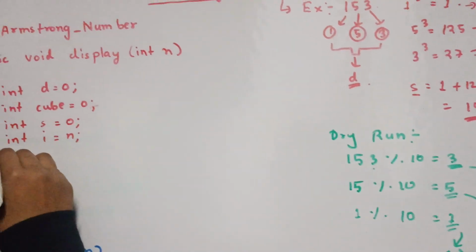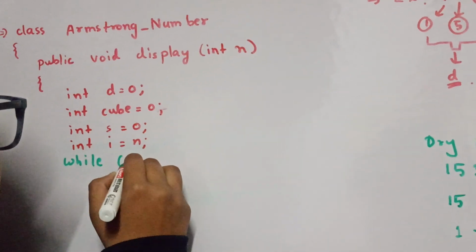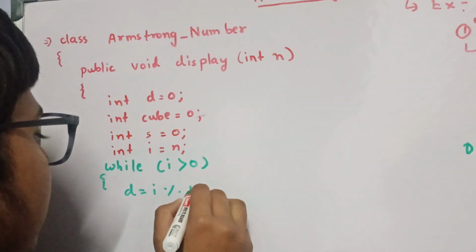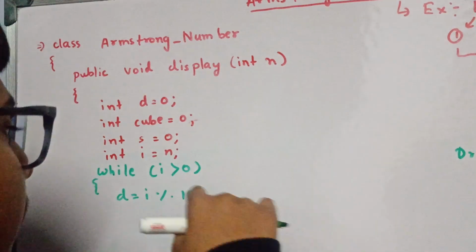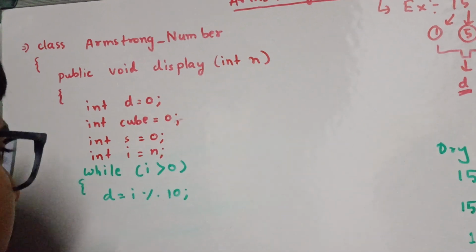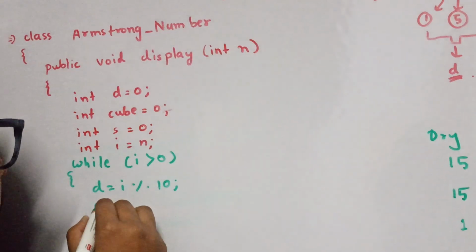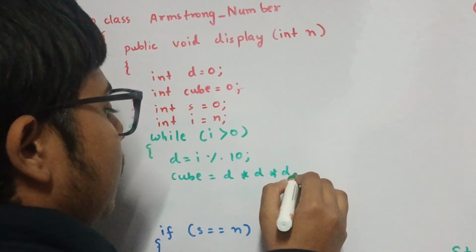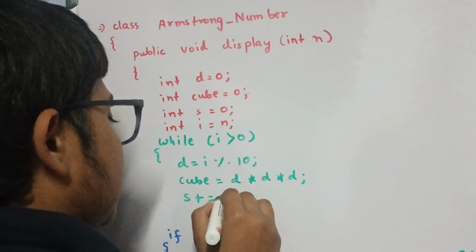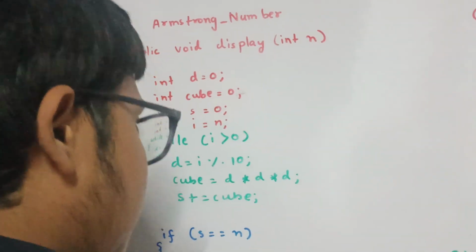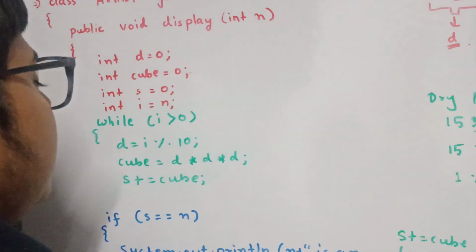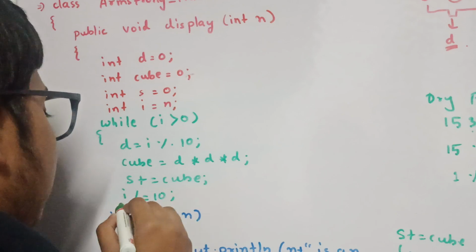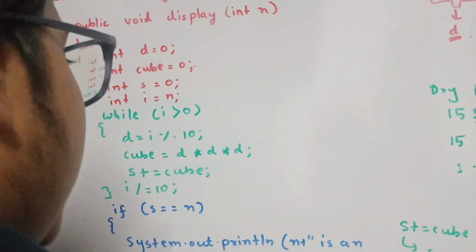So now you will write while i is greater than 0, d equals i mod 10, as you did in the previous way. This is your function, what you will have to do. Next, what will you write? cube equals d into d into d, and then you will write s plus equals cube. And finally you have to write the iteration statement, that is i divided equals 10, and you will end the bracket of the loop.